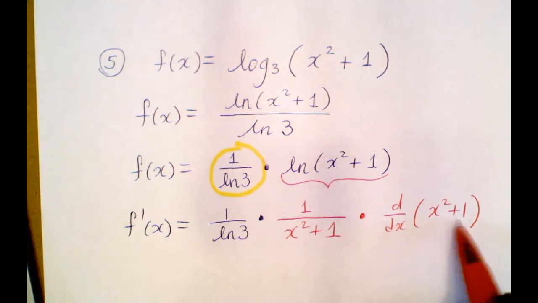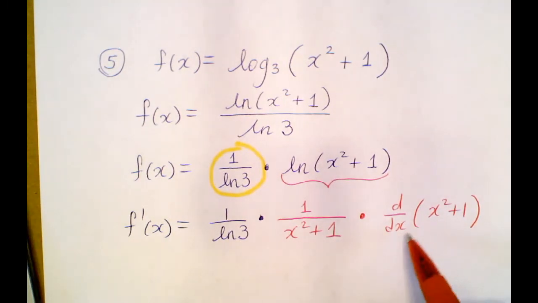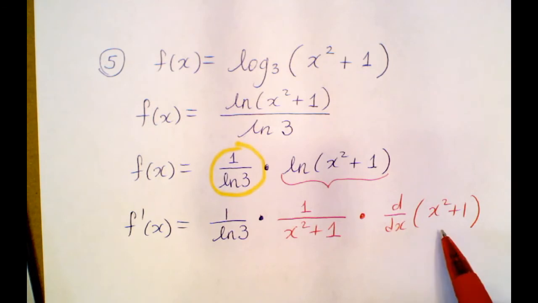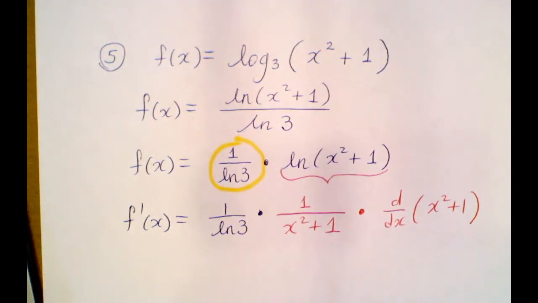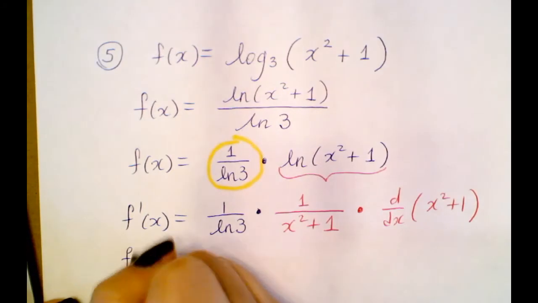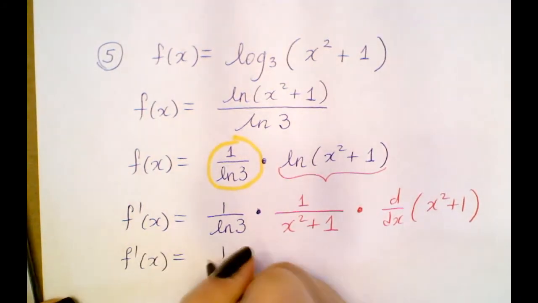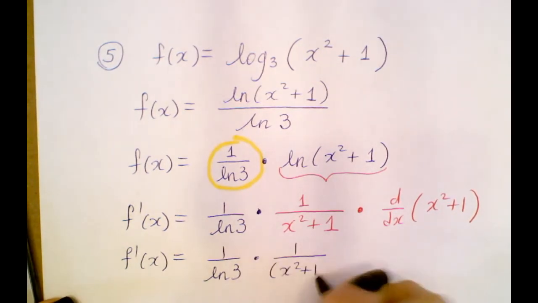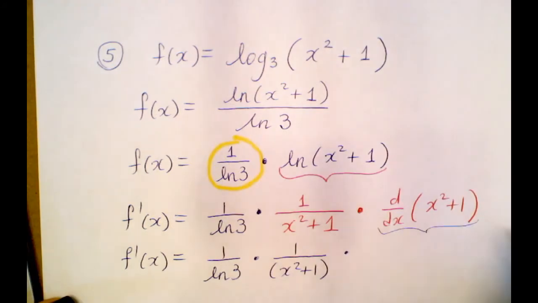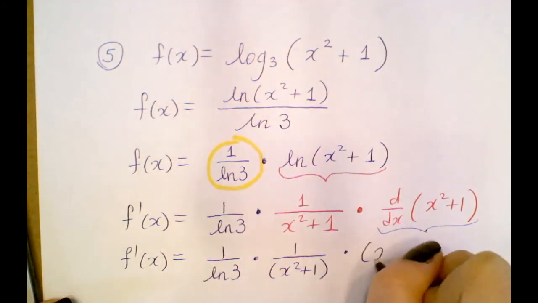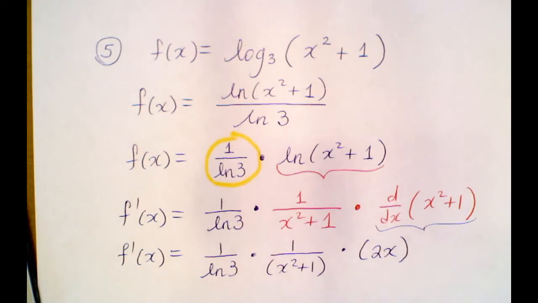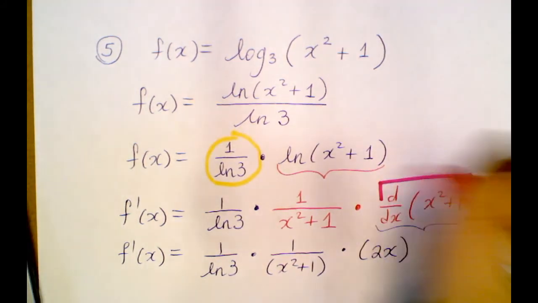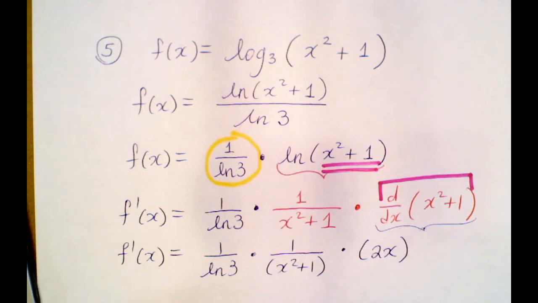And I know a lot of you just do this part in your head and write down 2x, but I wanted to show where that 2x is coming from, so I wrote it one more step, okay? So let me write this one more time. 1 over ln 3 times 1 over x squared plus 1 times, and now if you take care of that, you will get just 2x, right? This part right here is the derivative of the inside part, okay? So that's the chain rule right here.